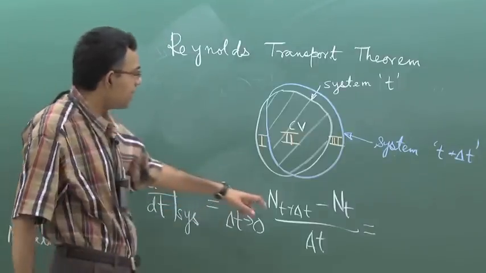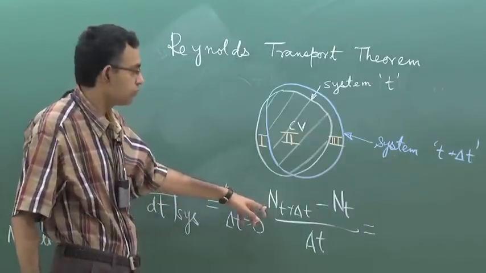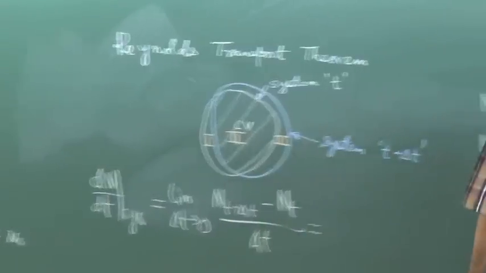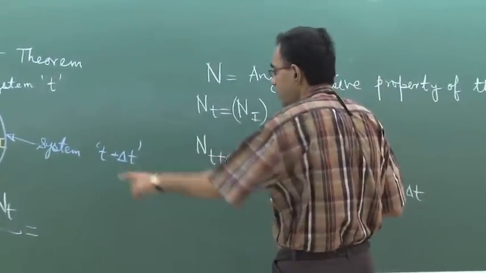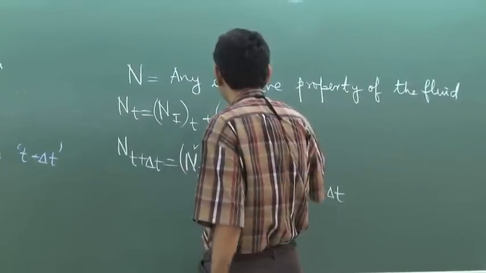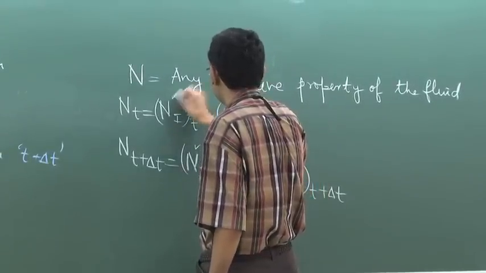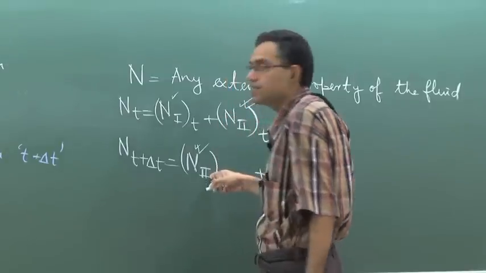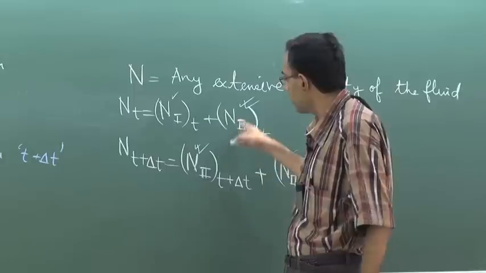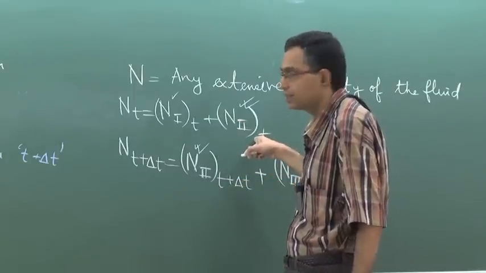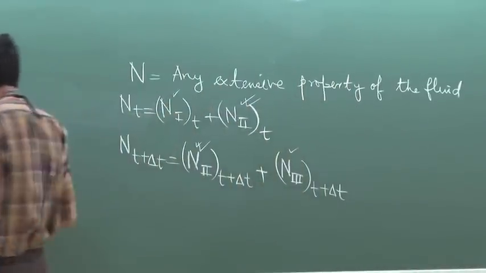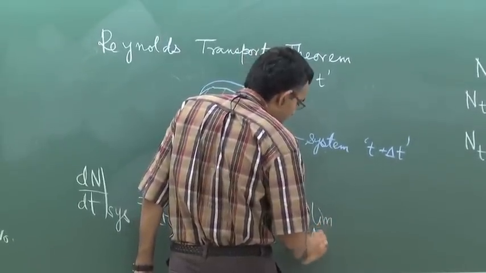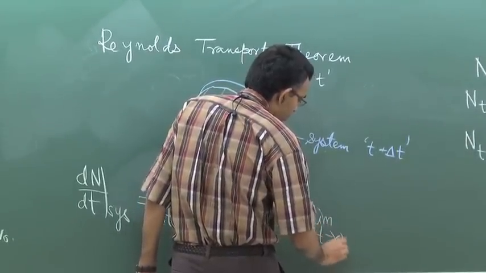So, N at t plus delta t, what is that? It has two parts, one is region 2, another is region 3, and N at t also has two parts, one is region 2, another is region 1. So, region 2 is common for both, one at t plus delta t, another at t. So, we will isolate that.